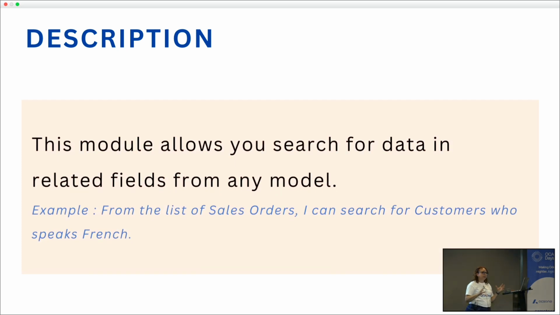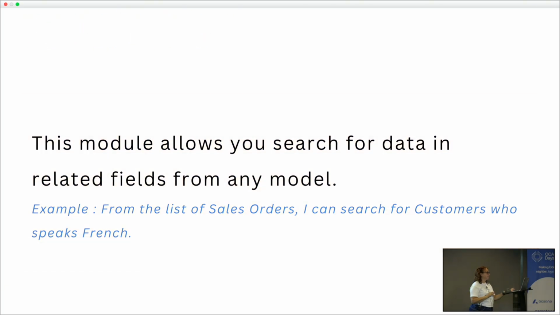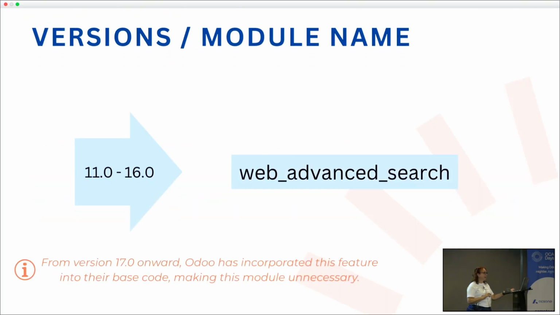You know, sometimes you're in a sales order and you want to search for a field that's not on the model sales order, but on the contact. For example, I want to search all my sales for contact from Canada. I cannot do it without this advanced search, but you will say, yes, it's available now.